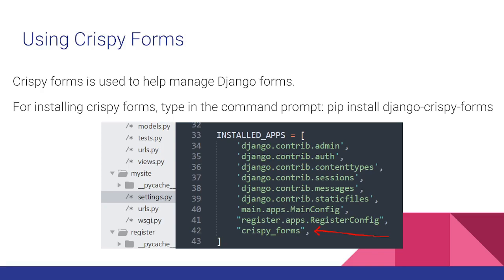What is Crispy Forms? Django Crispy Forms is an application that helps to manage Django forms. It allows adjusting form properties such as method, send button, or CSS classes on the backend without having to rewrite them in the template. For installing Crispy Forms, type in the command prompt pip install django-crispy-forms. After that is done, go to My Site, settings.py, and add Crispy Forms into the installed apps.